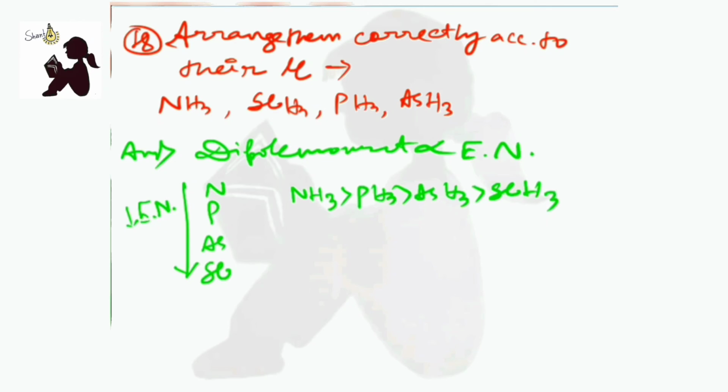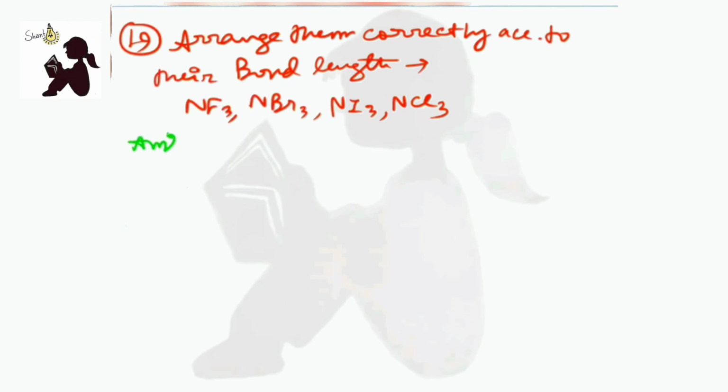So let's see the 19th question here, that is arrange them correctly according to their bond length. Now we will see that bond length is inversely proportional to bond angle. Okay, so first we have to know their bond angle. So we know that if the electronegativity in the surrounding atom increases, the bond angle decreases. Okay, so the bond length is increased eventually. You'll understand better in the chemical bonding video.